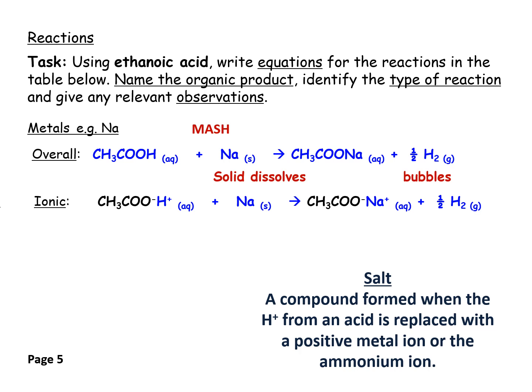So here we can see the ethanoate ion appears on both the left and the right hand side. In effect, it hasn't changed. So we call that a spectator ion, and we can get rid of that from our ionic equation. So what we're left with then is the metal reacting with the proton from the acid, and then we have the metal ion in solution and the hydrogen gas being evolved.